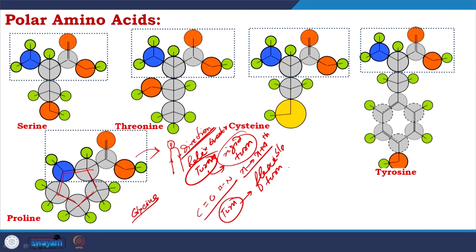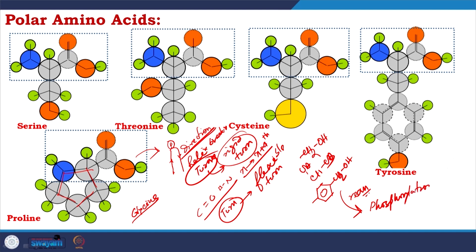Coming to serine, threonine and tyrosine, all of them have hydroxyl group: CH2OH, CHOH CH3 and phenyl CH2OH. Because of the presence of hydroxyl group, they could make reactions. Most popular of them is phosphorylation. So, we talked about post-translational modification. Phosphorylation mainly happens to serine, threonine and tyrosine.